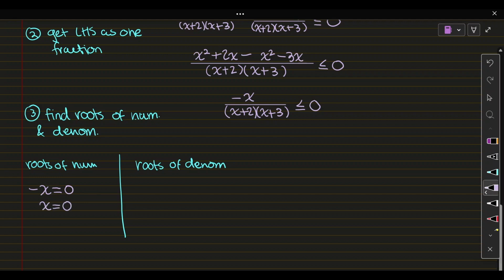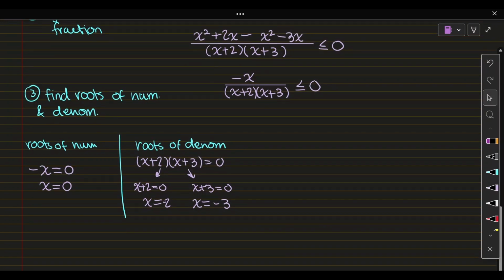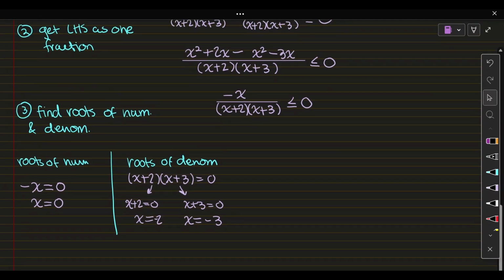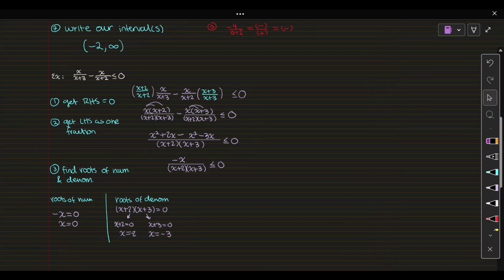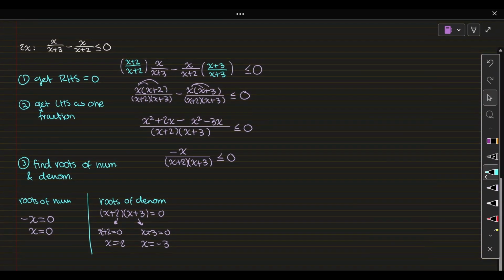And then roots of the denominator are going to be when the entire denominator is equal to 0, so x plus 2 times x plus 3 equals 0. Well, that's easy. Zero product property tells me that it's going to be x plus 2 equals 0 and x plus 3 equals 0. So x is going to equal negative 2 and x is going to equal negative 3. So those are my roots there of the denominator, negative 2 and negative 3. My roots of the numerator are x equals 0. Okay. Now step 4 is going to be to draw my number line and plot my zeros.